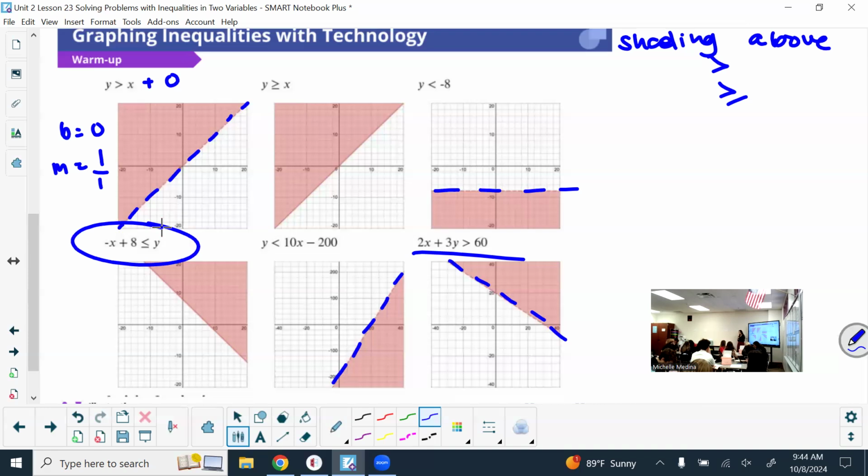No, that's not one. There are others that have negative slopes. Right, but we are talking about this symbol. I don't want you putting that you shade above when it's this symbol, because we're shading above in this one and it's not that symbol. So what did I include when I showed you the rule for ways to shade above?